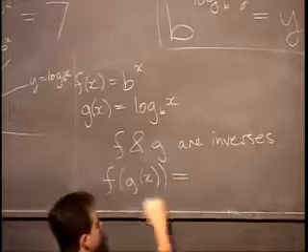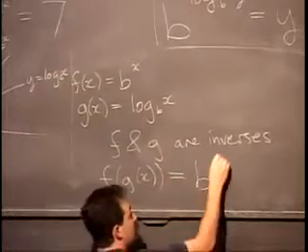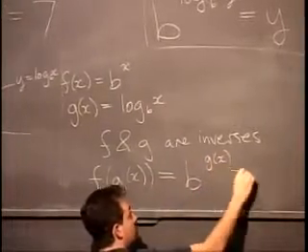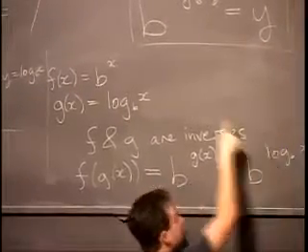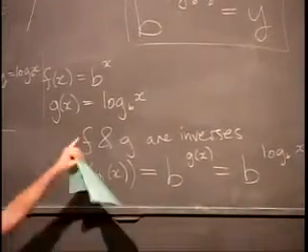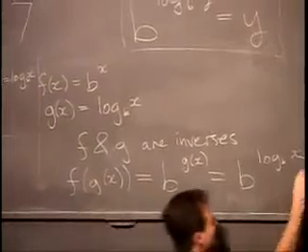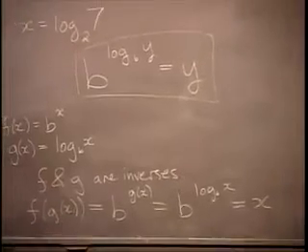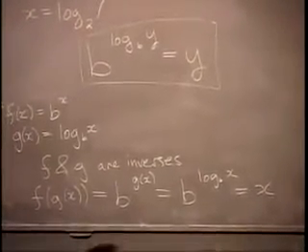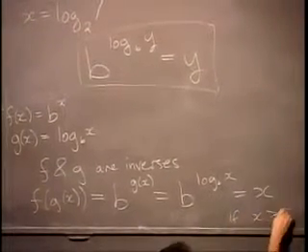So what does this mean? This means b to the power g of x, which is b to the log x base b. And as we see from this equation above, if you just simply change the y to an x, you get x. So yes, f of g of x is x as long as x is greater than 0.